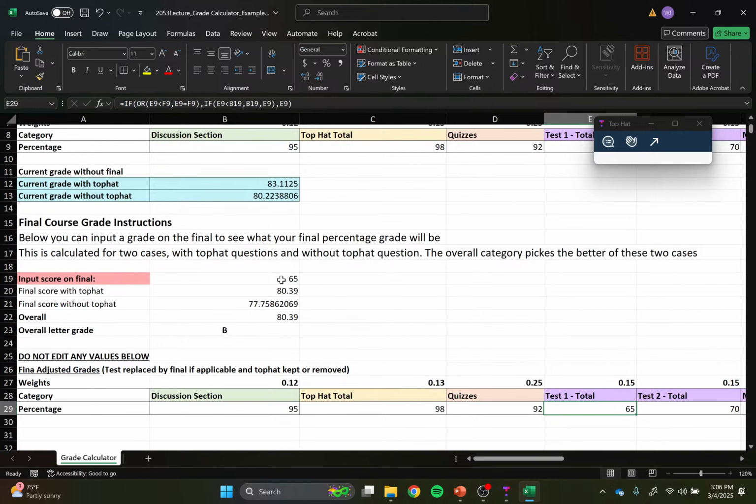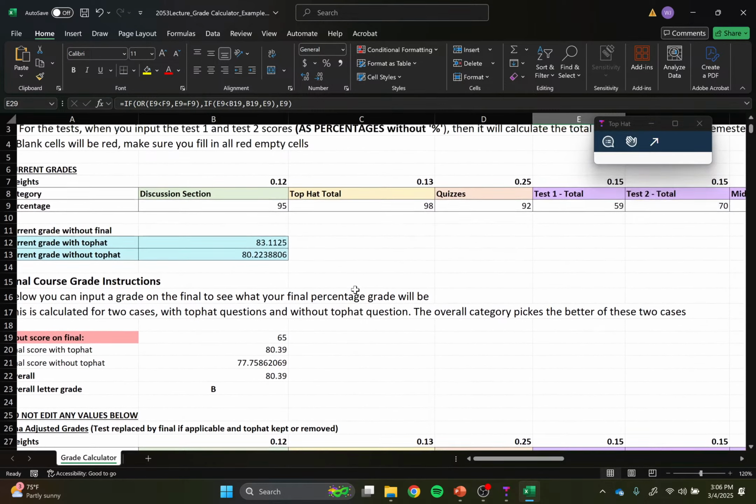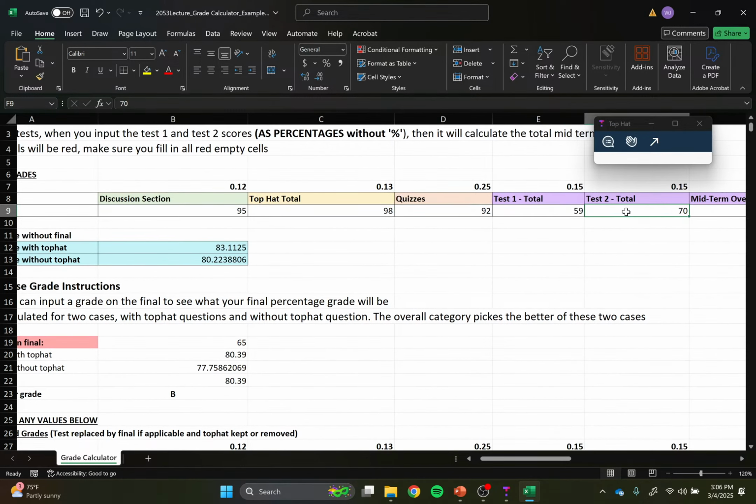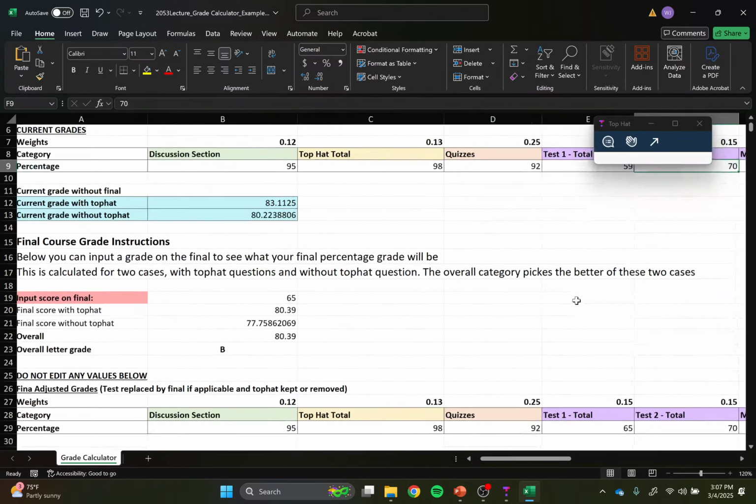So great, this exists. You can play around with the numbers and basically see, assuming that you keep doing the discussion section and Top Hat quizzes the same as you've been doing, you can see what you need to score in test 2 and what you need to score in the final to achieve your dreams. And there you go.